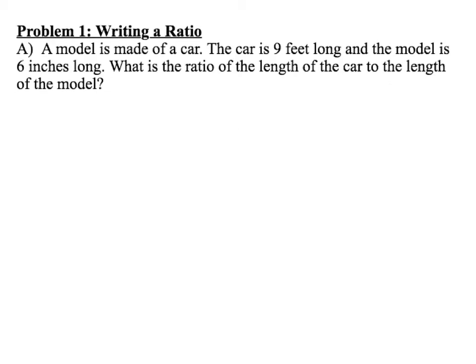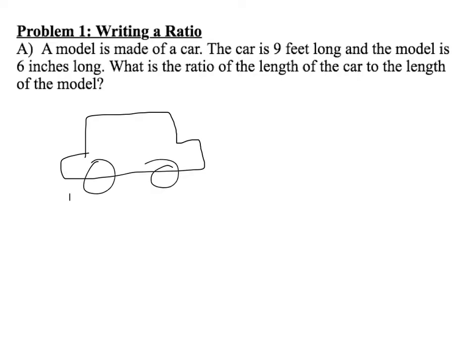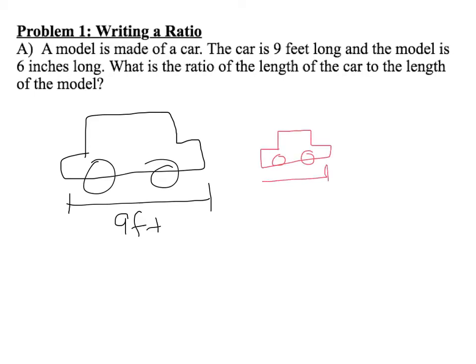So let's start with a problem. A model is made of a car. The actual car is 9 feet long, and the model of the car is 6 inches long. What is the ratio of the length of the car to the length of the model? So in our ratio, the length of the car needs to come first, since it came first in the question. So 9 feet to 6 inches, the length of the model.